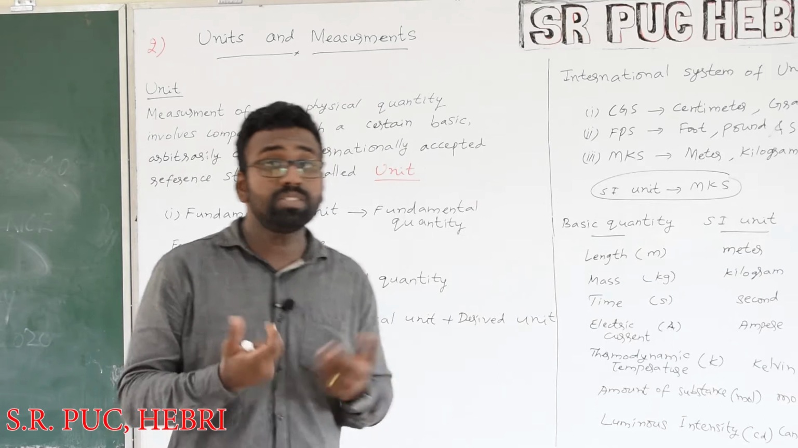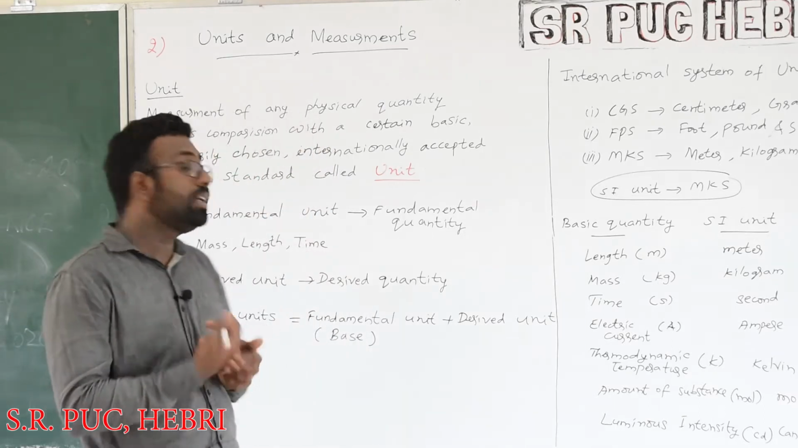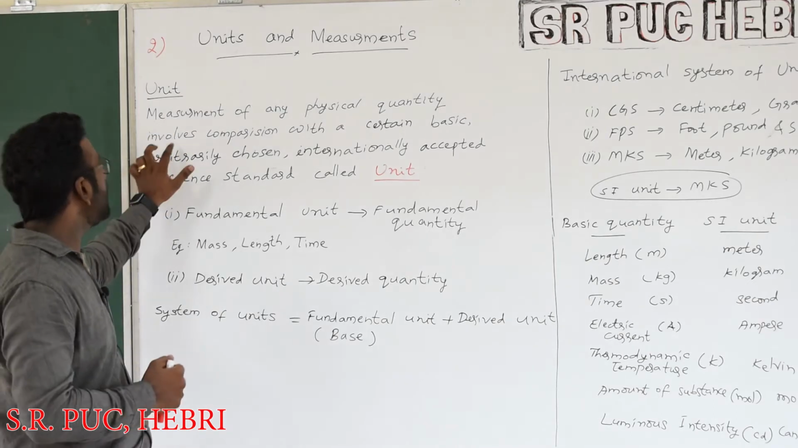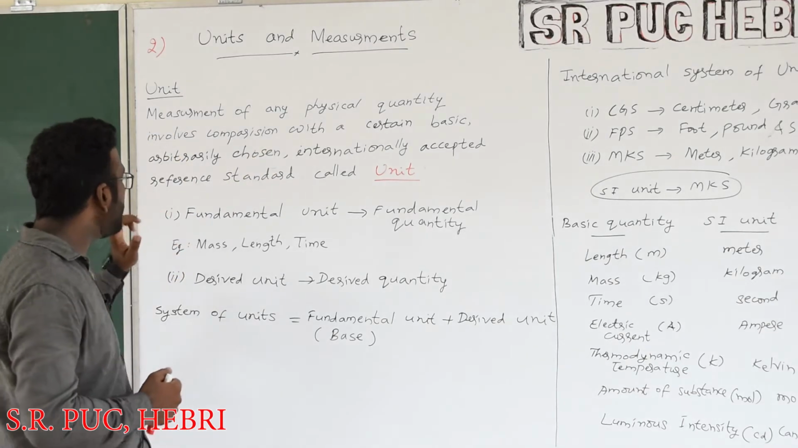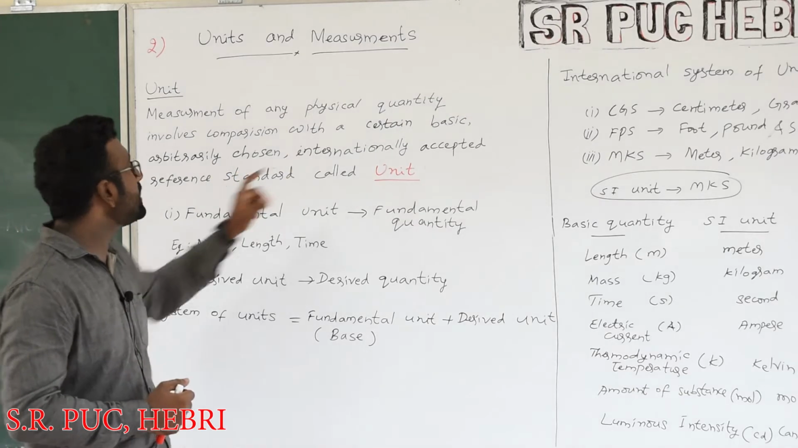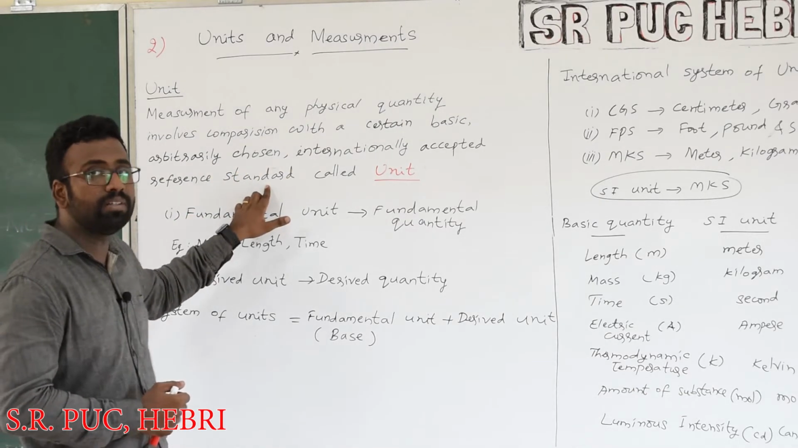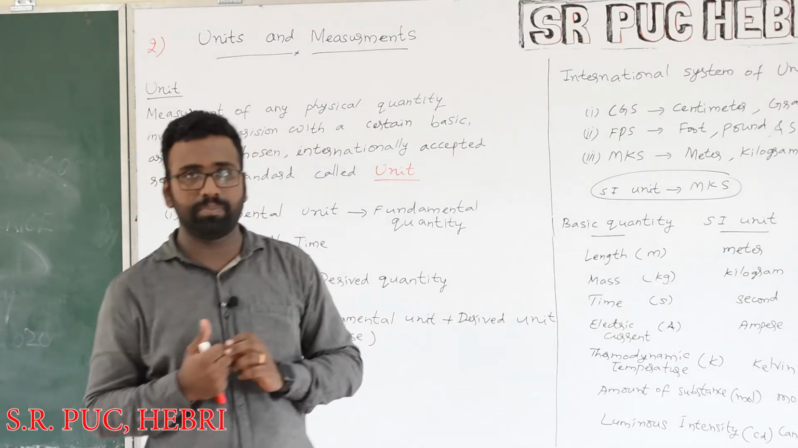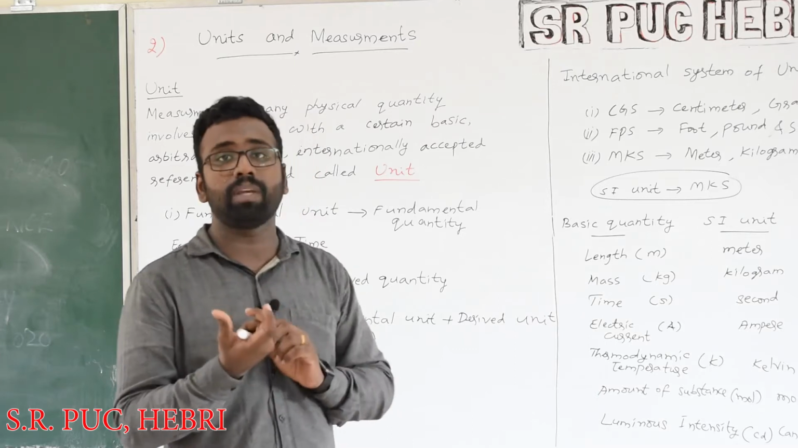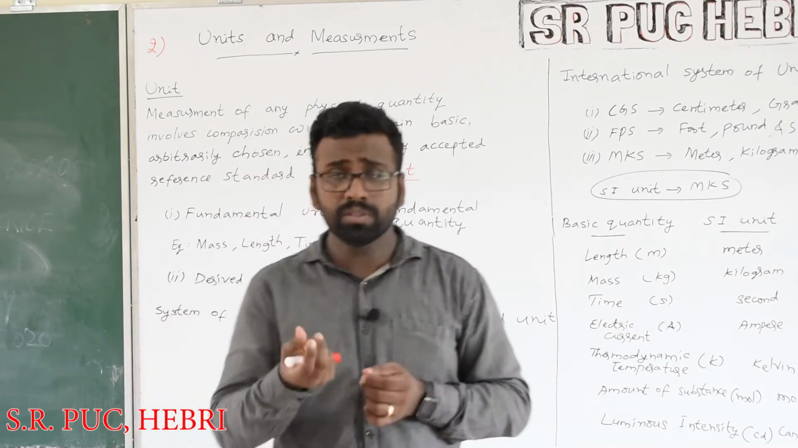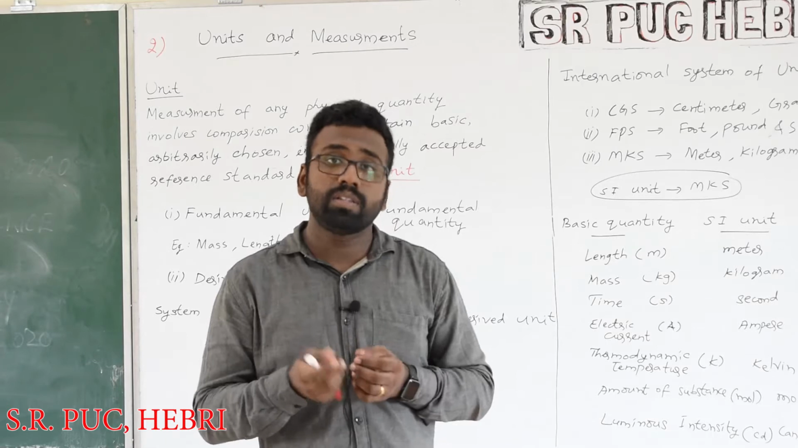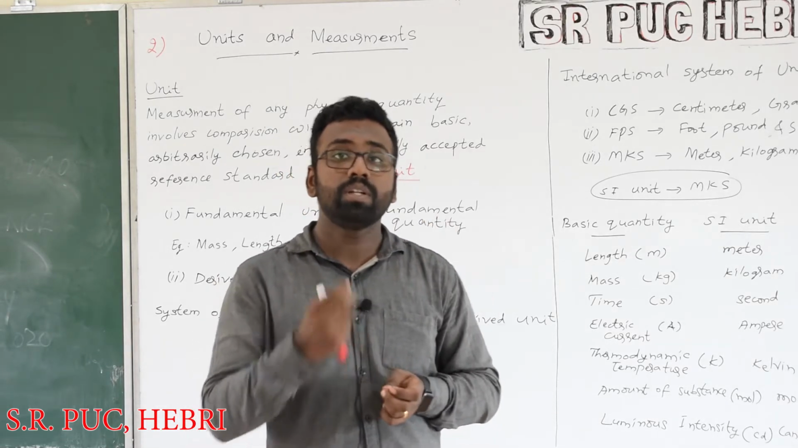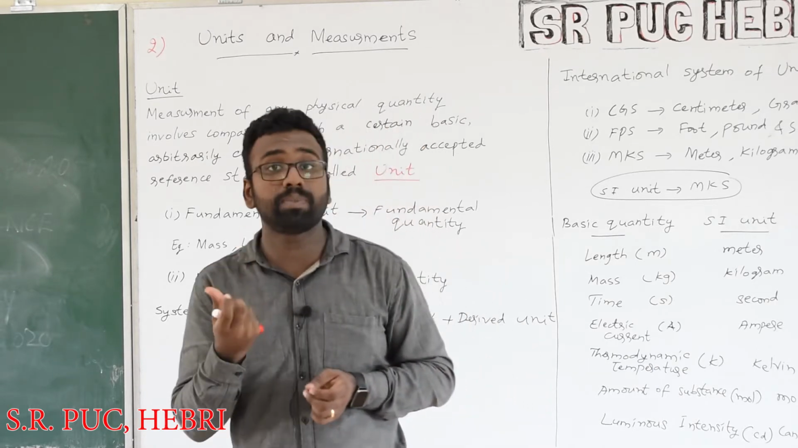So what is this unit and why do we need to learn that? The basic definition you can see: measurement of any physical quantity involves comparison with a certain basic, arbitrarily chosen, internationally accepted reference standard, that is called unit. So it should be internationally accepted. It should be the same everywhere. When you buy 2 kg of rice in India, the same 2 kg of rice you should get when you go to some other country also. Correct, right? So it should be an internationally accepted unit.